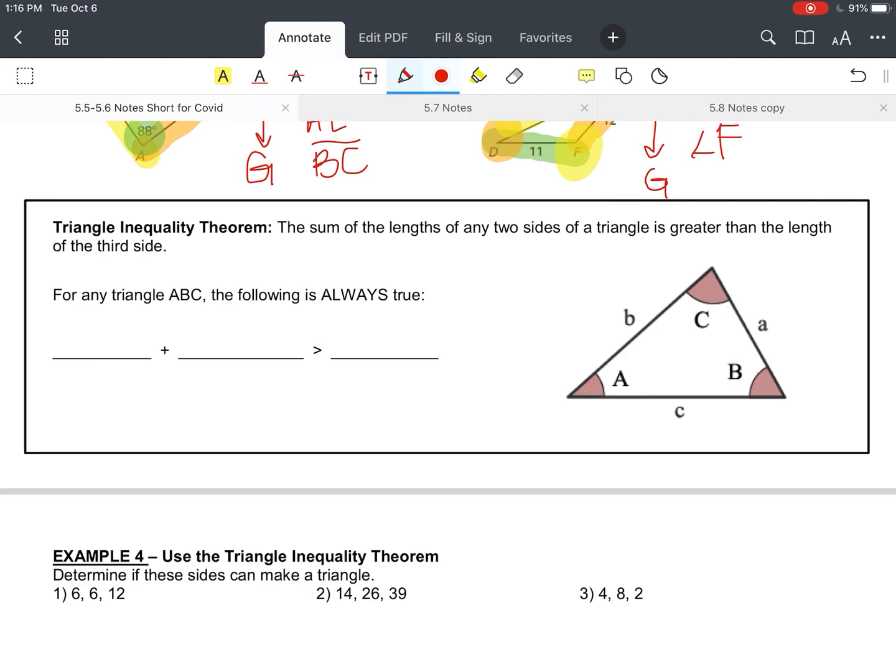So for any triangle, usually we let C be the biggest side. So if C is the biggest side, then we would say A plus B, my two smaller, would have to be greater than C. So your two smaller, when you add them together, would have to be bigger than your largest side.